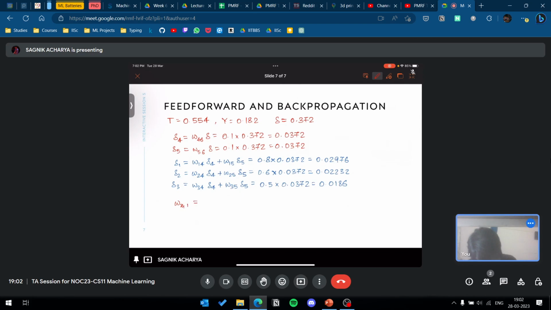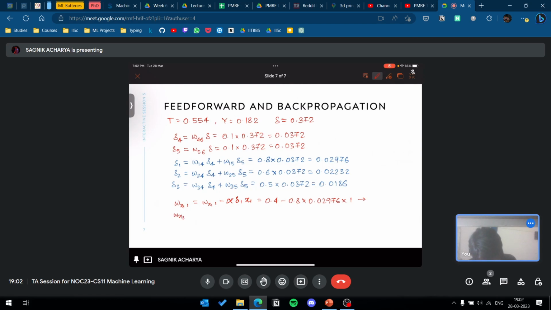wx1 1 is given by the previous wx1 1 minus alpha times delta 1 times x1, right? This is the formula, and by replacing all the values, wx1 1 was 0.4, so 0.4 minus 0.8 times delta 1, which came out to be 0.2976, times x1, which is equal to 1, right? So you can calculate this value.